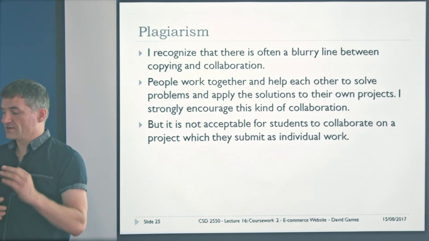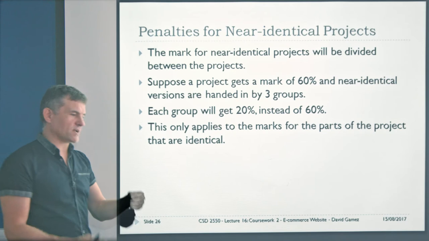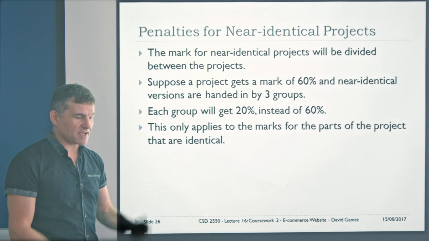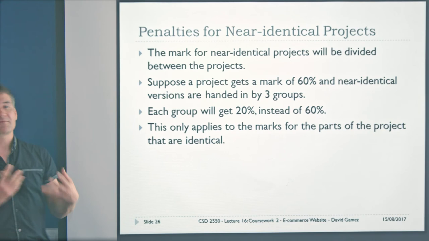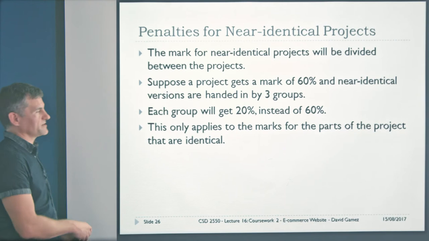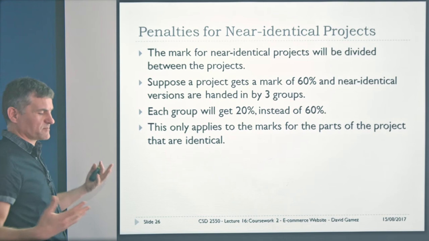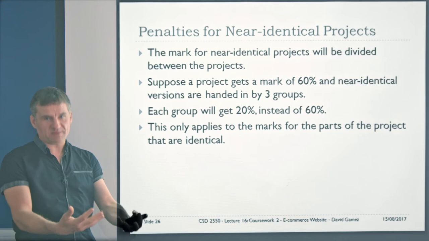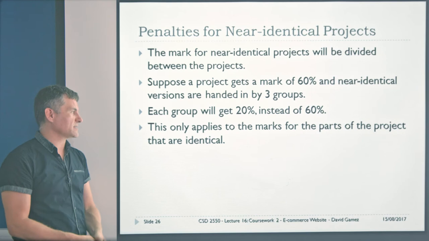That's not acceptable. So if you produce a single website and then you call one my happy website and the other one my cheery website, right? And the data in the website is almost identical and all the code is almost identical, then that's too much collaboration, okay? So if we get projects like that, and let's suppose it gets a mark of 60% and it's been handed in by three groups, then I'm going to divide the mark between the groups. So instead of getting 60%, each group is going to get 20%. Because all they've done is basically pool their work. Instead of having three people working on the website, they've effectively had nine people working on the same website and handed in near clones of it independently. And it only applies to the marks of the parts of the project that are identical.